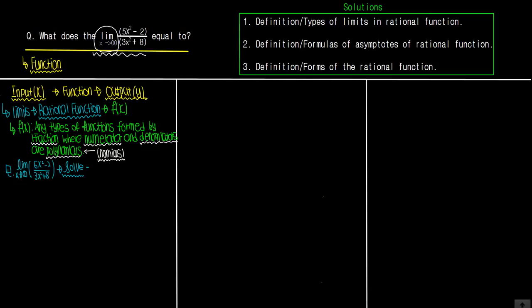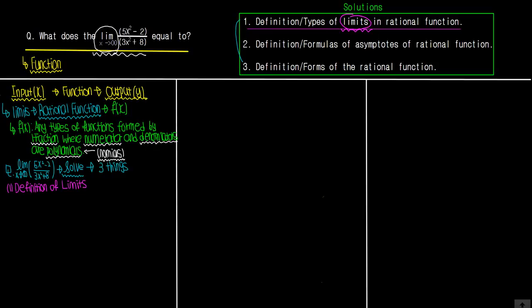If you want to think about solving this question, we need to think about three things that we need to know in order to apply to this question. I have written them right over here, just three things. The first thing that we need to talk about is the definition and types of limits in our rational function. The limits should be the key point in this question.